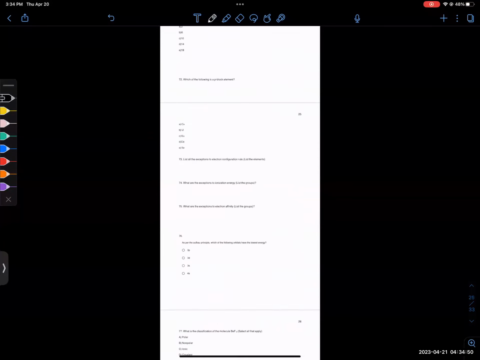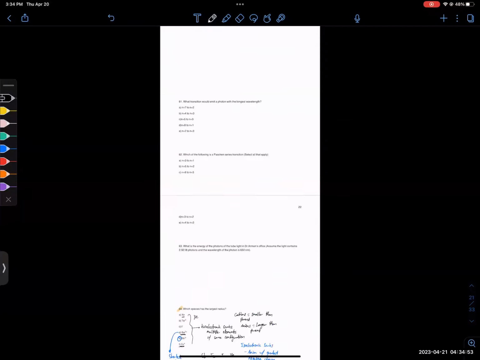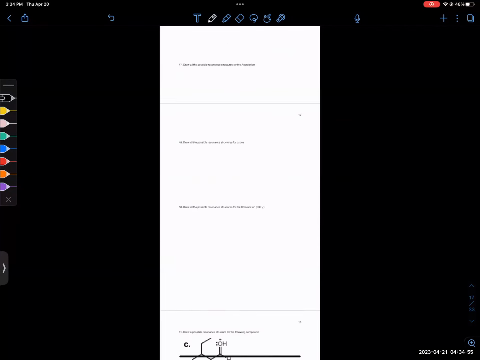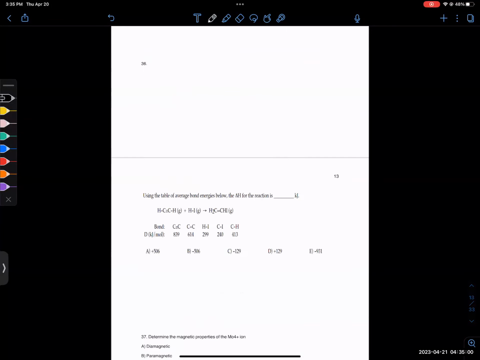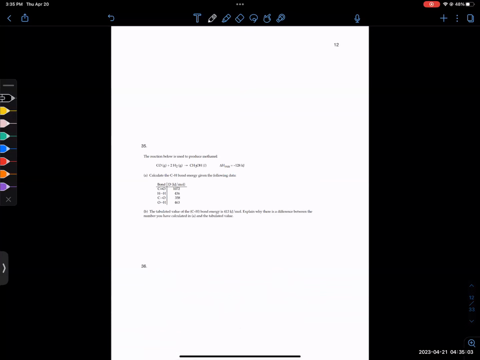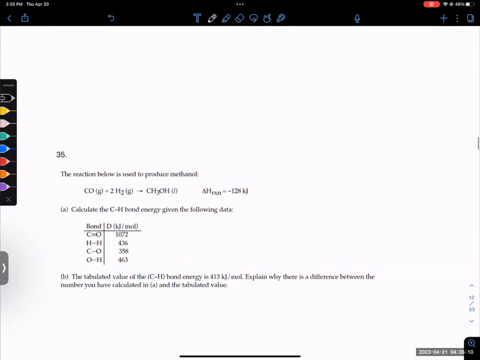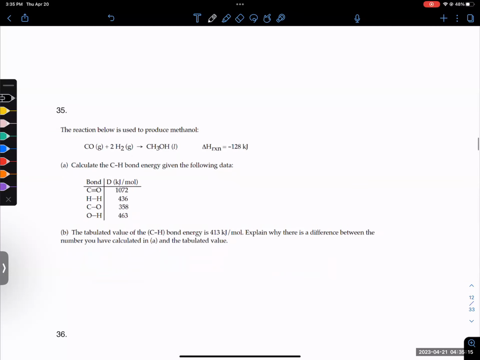I want to see if there's a different one that might be better. Let me know if y'all see one. All right, this one's good. This one is exactly what Rami was talking about, where in this case, it's asking us to calculate the CH bond energy. So this is exactly what you were talking about, and you can definitely see this on your exam.